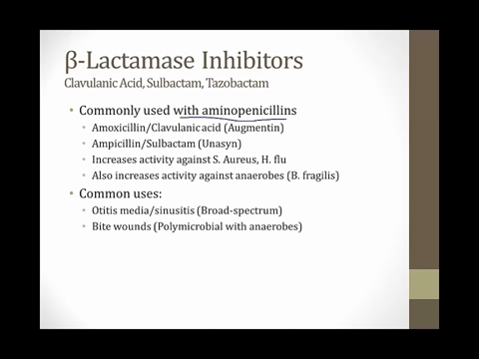Beta-lactamase inhibitors are commonly used with aminopenicillins. Amoxicillin is sold with clavulanic acid, that's a drug called Augmentin. Ampicillin is sold with sulbactam, that's a drug called Unasyn. And when you add a beta-lactamase inhibitor, you increase the activity of the aminopenicillins against Staph aureus and H. flu. You also increase their activity against anaerobes, including Bacteroides fragilis.